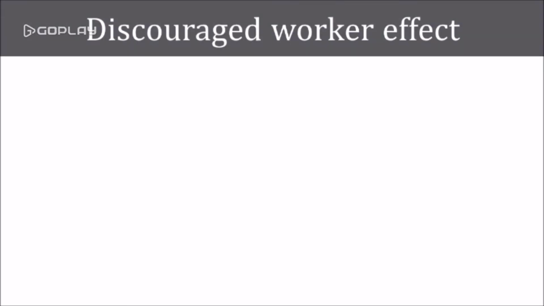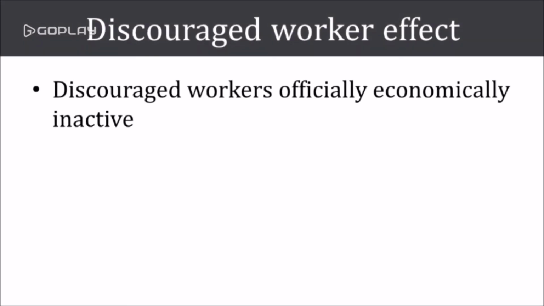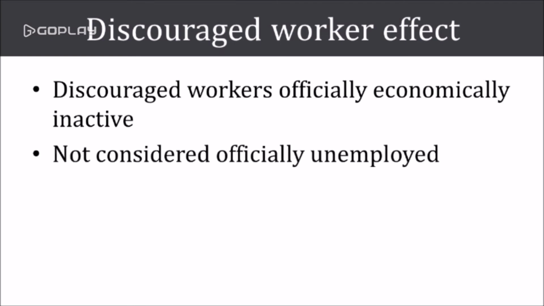Based on the official definition, discouraged workers are economically inactive. Therefore, they do not count as unemployed. This is called the discouraged worker effect. When a large group of unemployed workers become discouraged, meaning they give up looking for work, it actually reduces the official unemployment rate. This does not reflect the true unemployment situation.